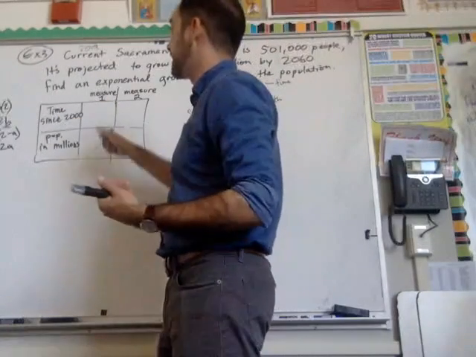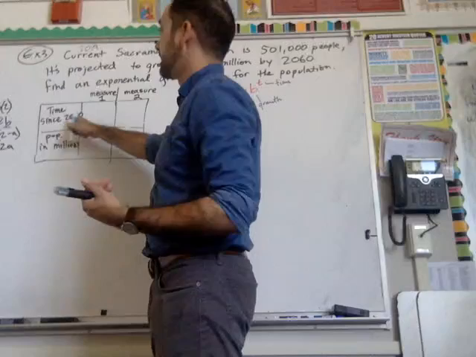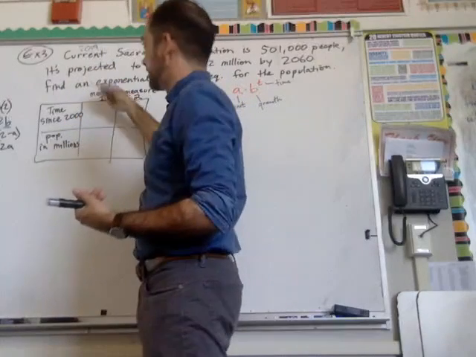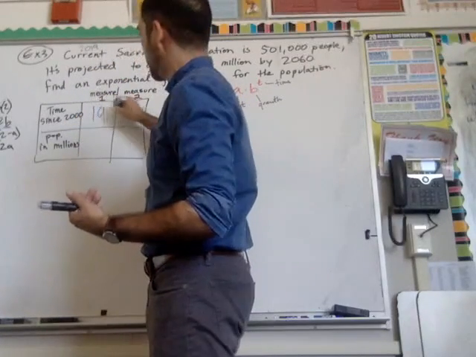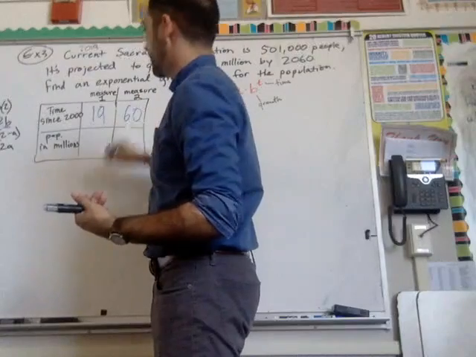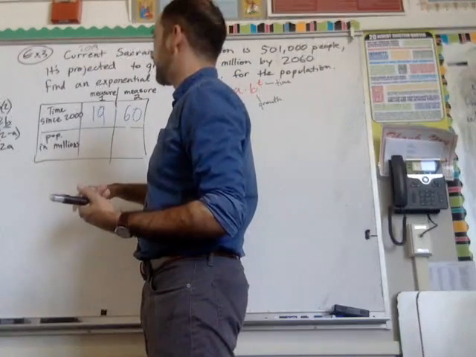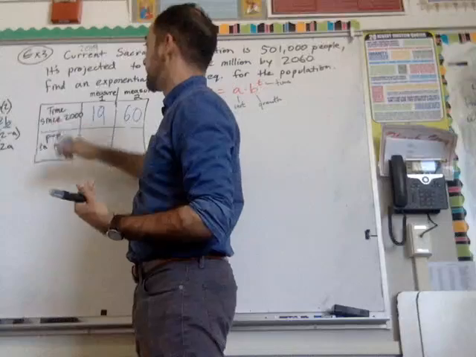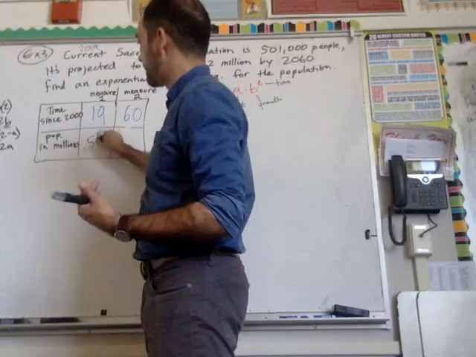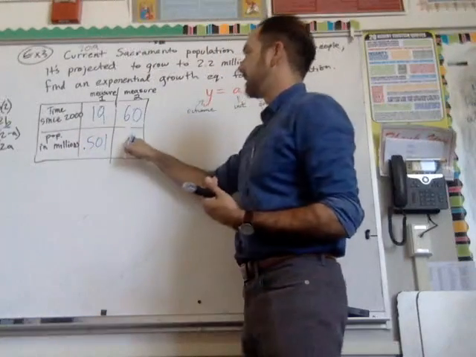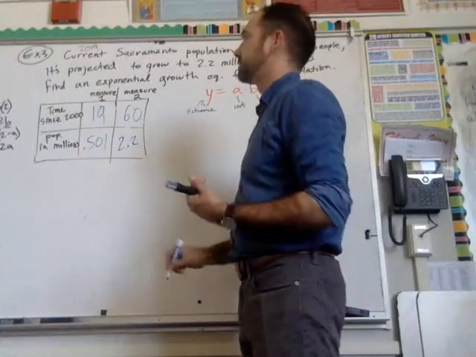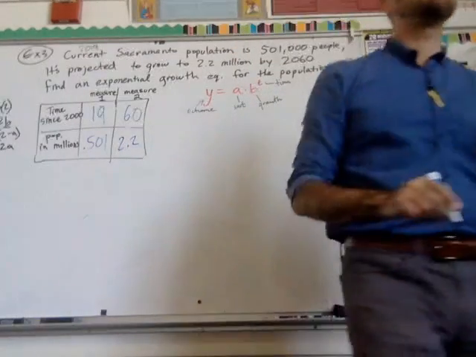So how many years has it been since 2000 for our first? 19. How about our second? 60. What was the population in millions for now at 2019? 0.501. 2.2 million. So we have this data.